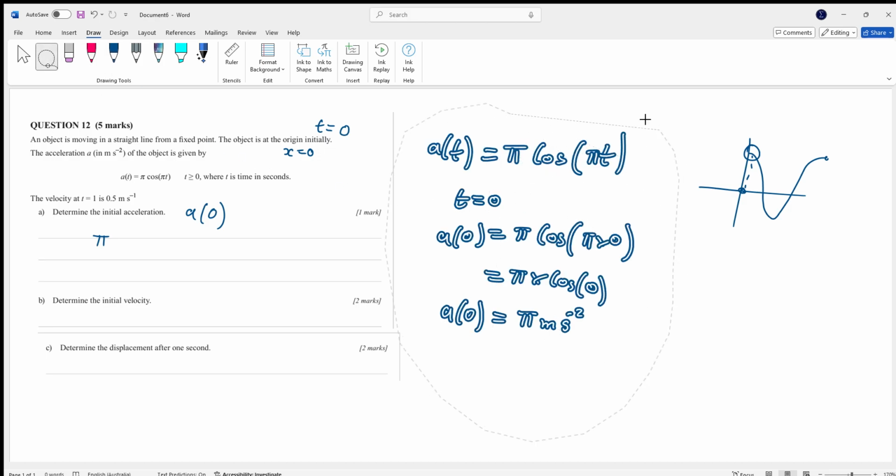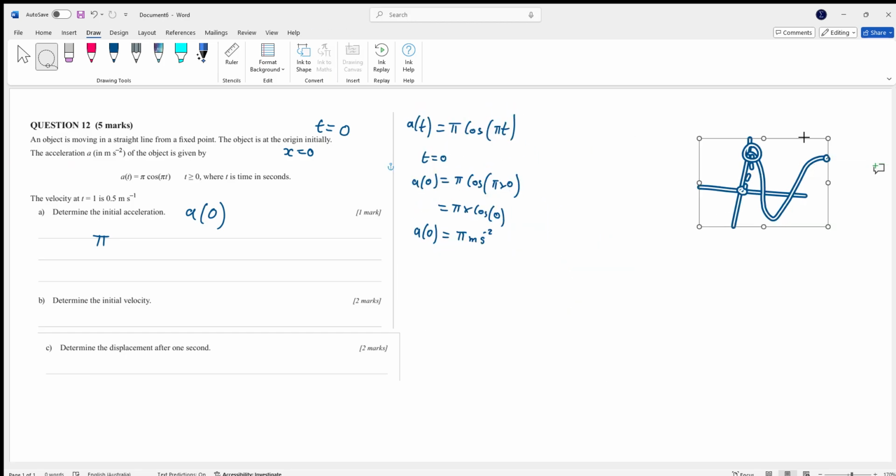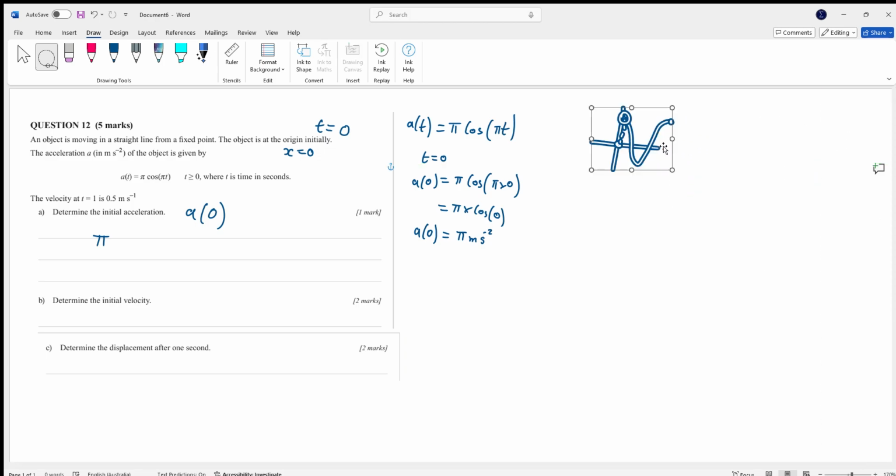Alright, let's move this out of the way, because we're going to need a bit more room for the other questions. So, when we're looking at B, when they say determine the initial velocity, we need to go from acceleration to velocity. Now, motion is very important in methods. We have 3 states of motion: position, velocity, and acceleration.